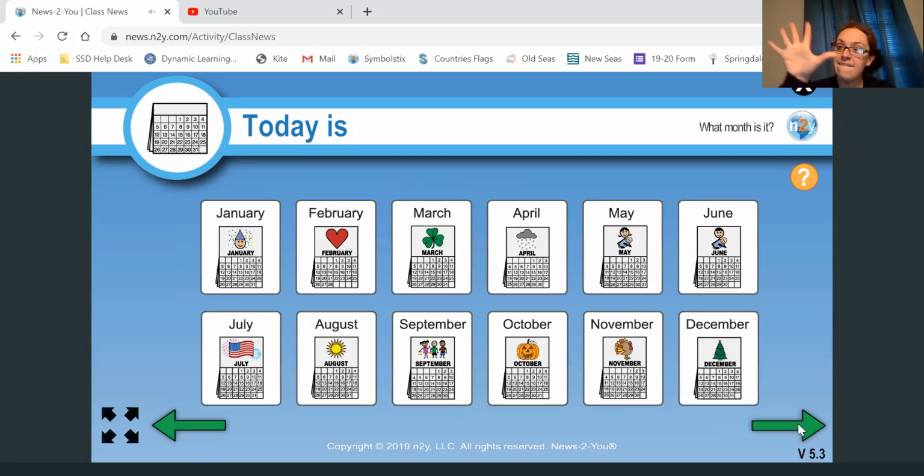It is the fifth month of the year. Let's count to five and say our months of the year. January, February, March, April, May. May is the fifth month of the year. May.